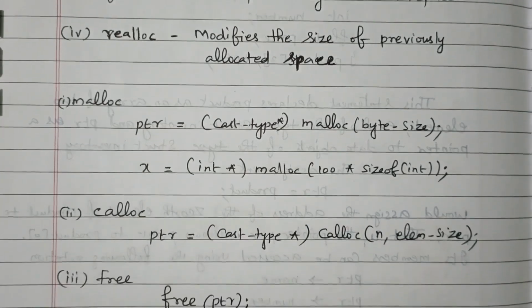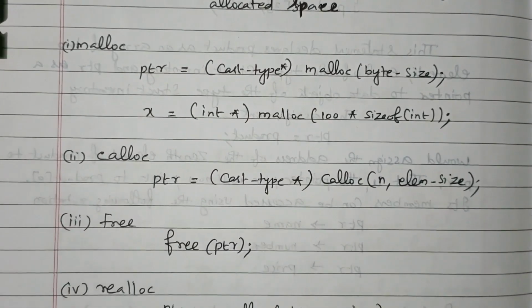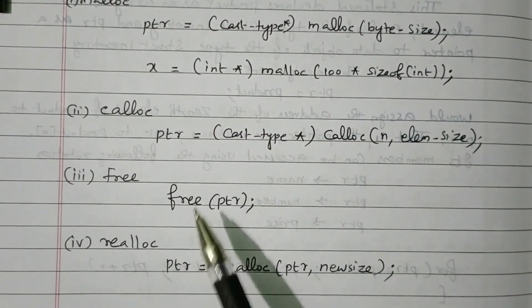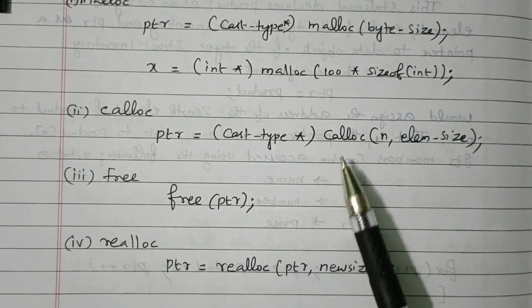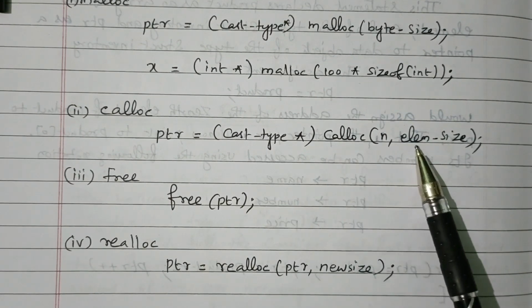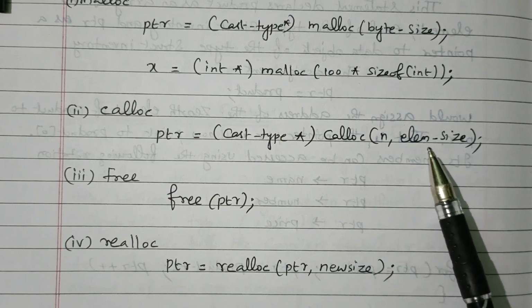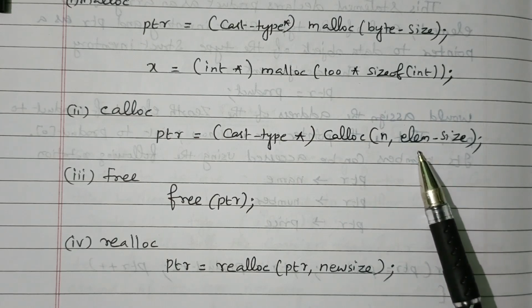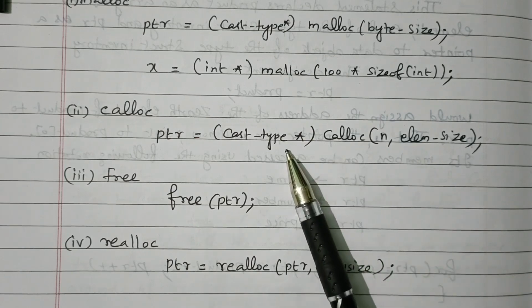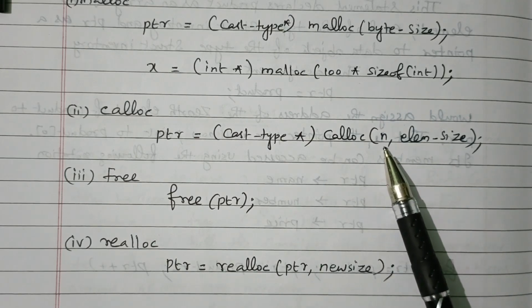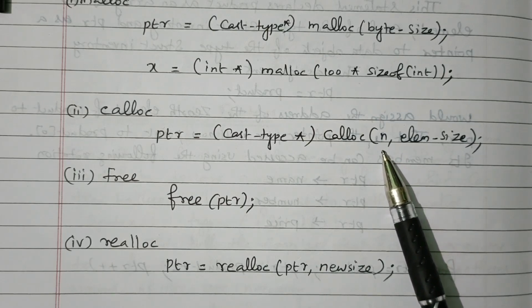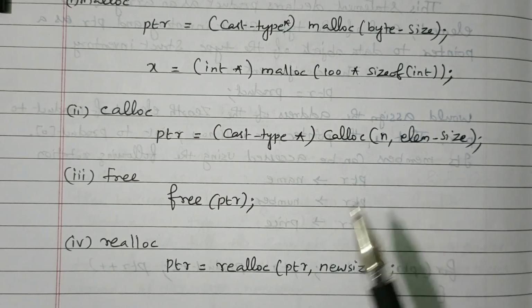Then calloc, how to allocate with calloc? Pointer, cast type, calloc, n, element size, right? Element size, for example, it is an integer or floating point. What is the size of the integer? How many array elements are you using? 100 or 10. That is indicated by n, right?